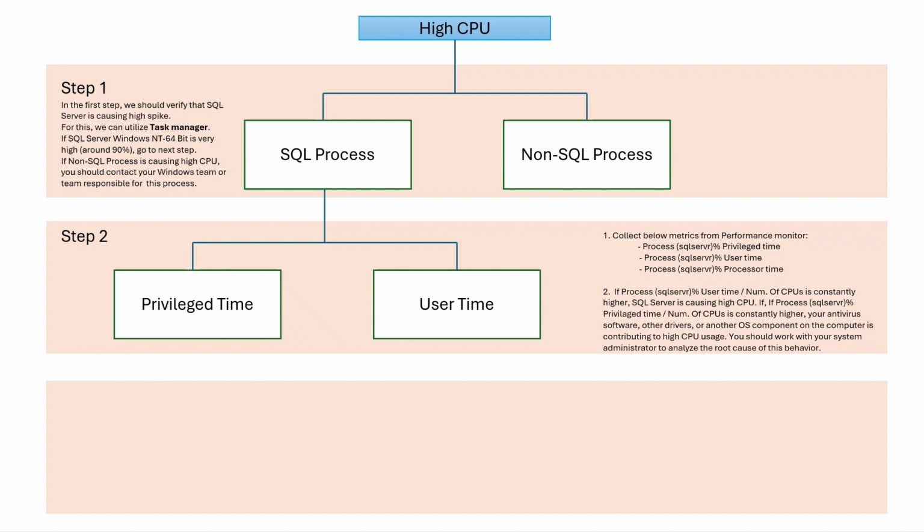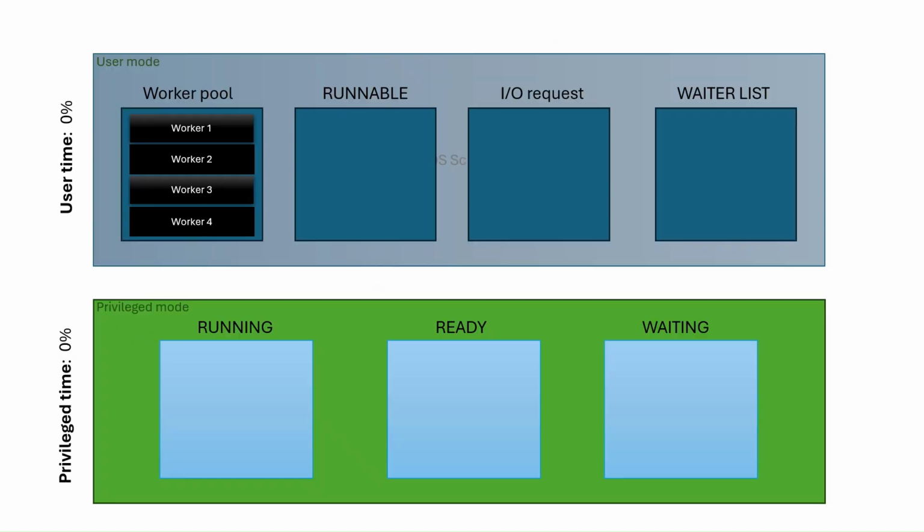Let me explain what I mean by this. Suppose there is no task. Therefore, privileged time and user time are 0. Suddenly, one task comes and is assigned to a worker. As a result, user time increased to 5% because there is only one task in user mode. Now, to run, this task has been submitted to the kernel CPU and it changed to privileged mode. As a result, privileged mode also became 5%.